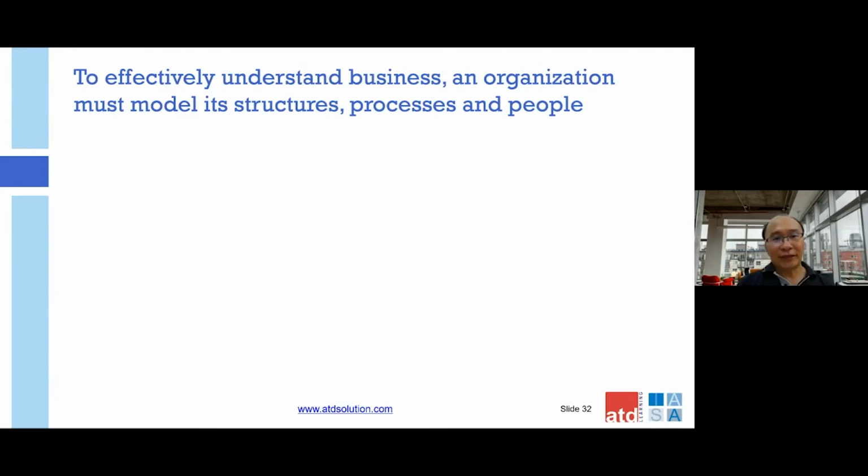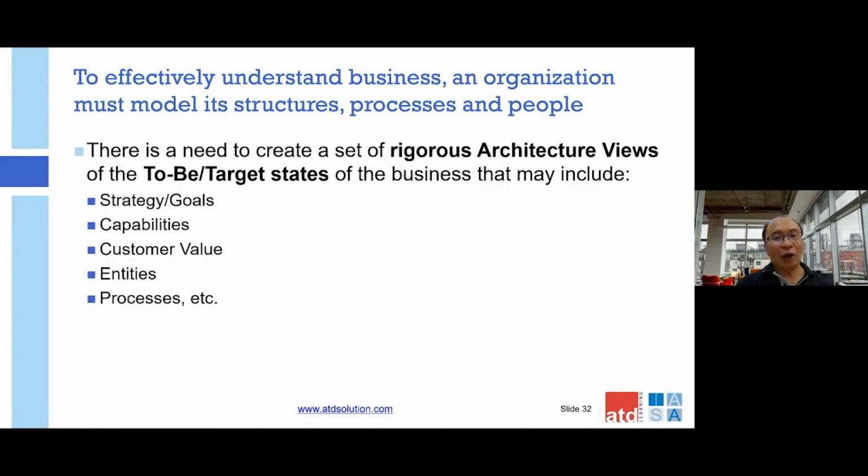Of course, we also need to understand the business. An organization must model its structure, processes, and people. So we need to know the target states of the business. We need to know about our strategy, our goals, our capabilities, our customer values, our entities, our processes, etc. So how do we achieve that? Of course, now we can define this using a framework like TOGAF and ArchiMate to come up with a digital map. And from there, we understand the impact analysis among all these structures, processes, people, capabilities, applications, etc.